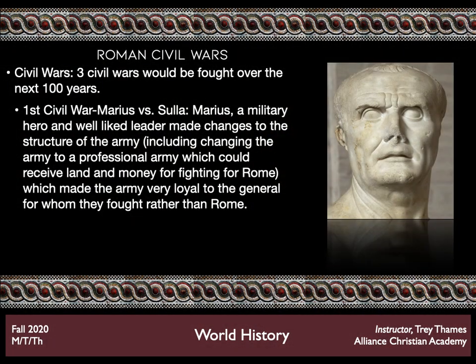Another civil war is going to start between a guy by the name of Sulla and Marius. Both of these guys are military leaders and heroes, but they're going to have different approaches. Marius, rather, the people are going to love him, primarily because he tries to do some reforms as well, including taking care of the soldiers by making sure they get land and money because they fight for Rome. This is going to be a good thing in a sense, except here's one problem. They're going to become more loyal to their general rather than Rome, so that will be problematic.